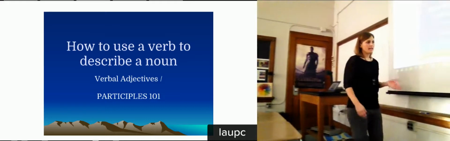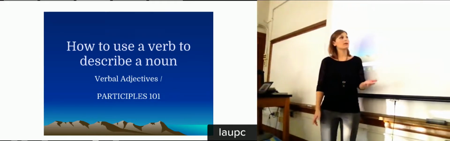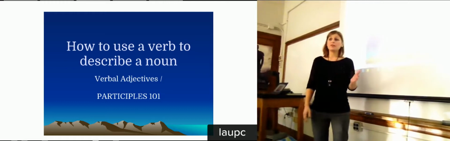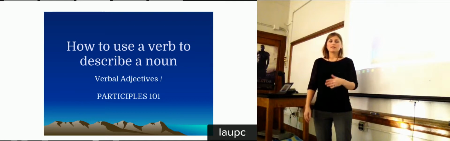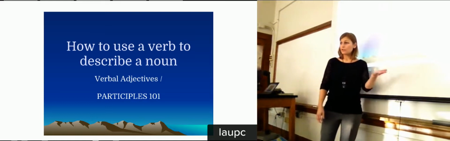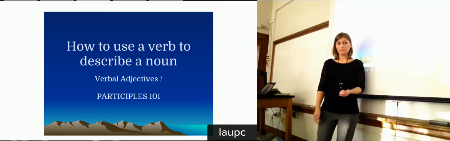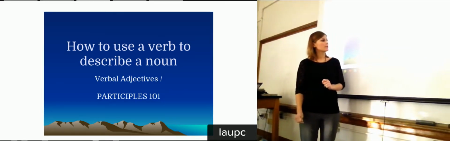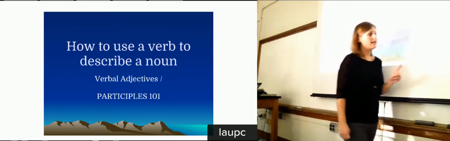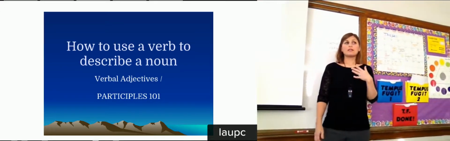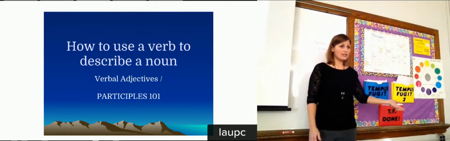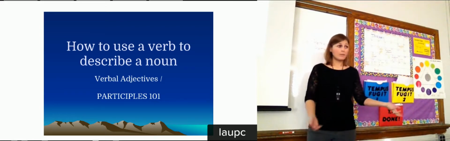So our topic for today, as well as for a couple of future days, are participles. The general definition of what a participle is, is that it's a verbal adjective. To say that it's a verbal adjective means that you are using an action to describe a noun. Specifically today, we're talking about perfect participles. So we're talking about describing a noun by an action that has happened in the past. Make sense?